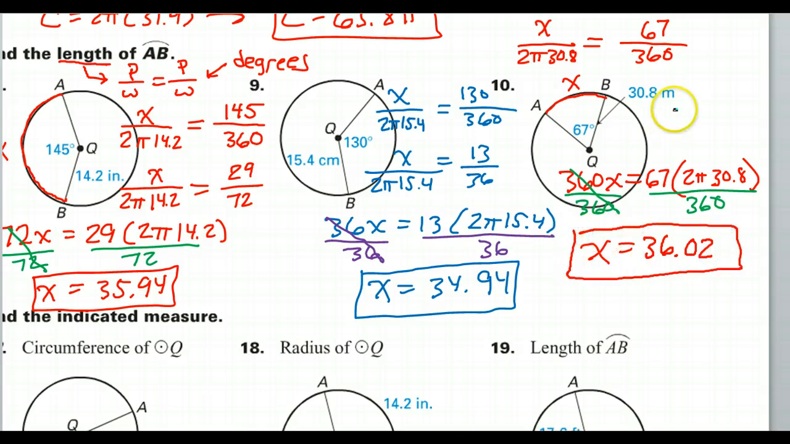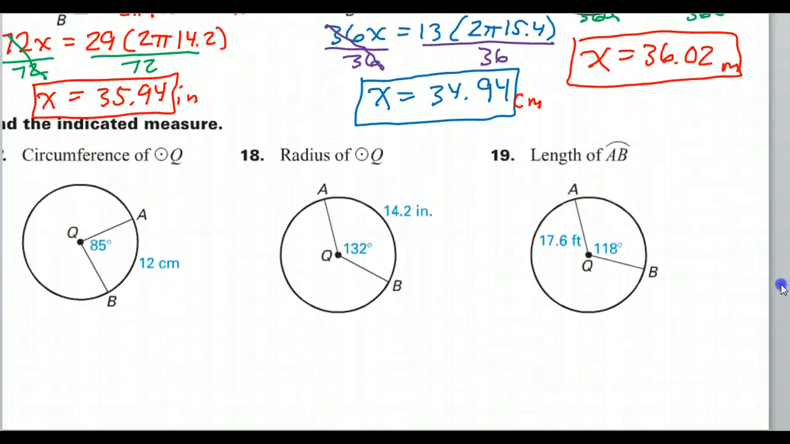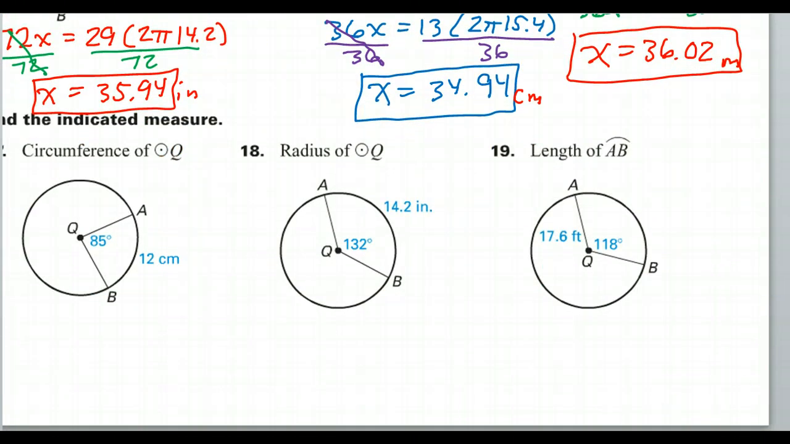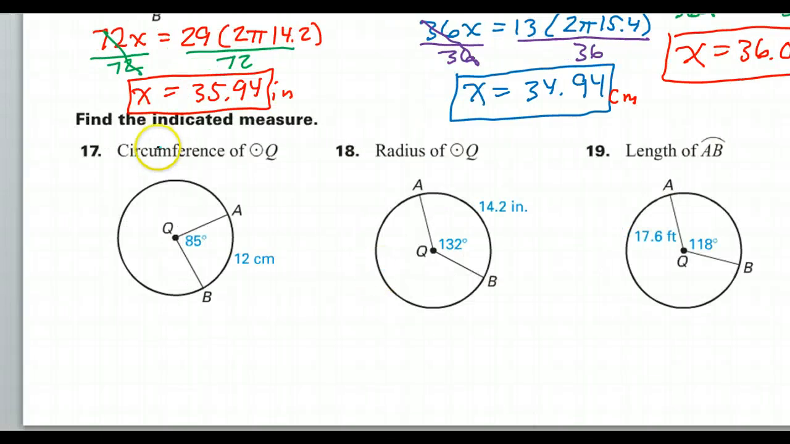Okay, I've been forgetting my units. This was meters, this was centimeters, and this was inches. You should always include your units. All three of those problems were really exactly the same, just different numbers. But here we got circumference, here we have radius, and here is arc length again. So number 19 will be the same as what we've been doing, but 17 and 18 are slightly different.